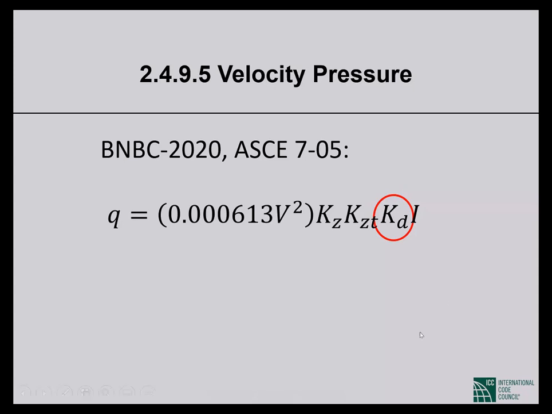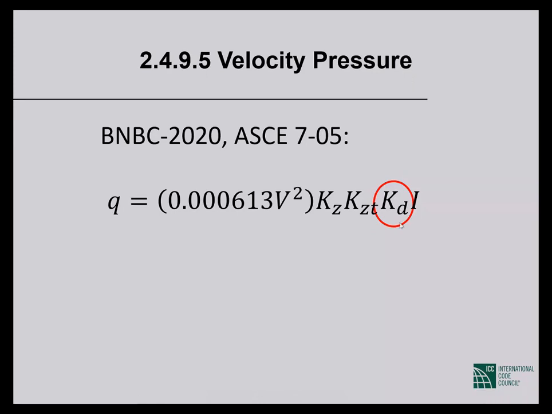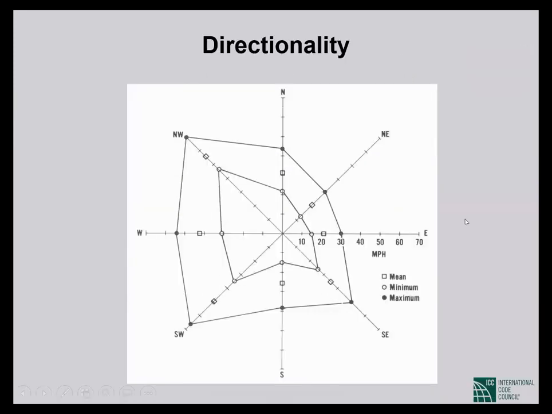Okay. K sub D is called a directionality factor. So at pretty much every location, you have a predominant wind direction. This, I forget now, was something like Houston. I don't remember. Anyway, wherever it was, the northwest wind is the predominant wind. Southwest comes next. The other directions, you have lower wind. So southwest wind will cause the most effect on our building.